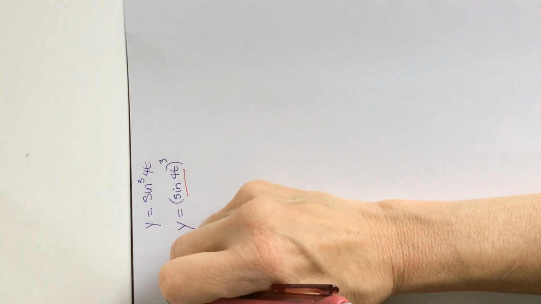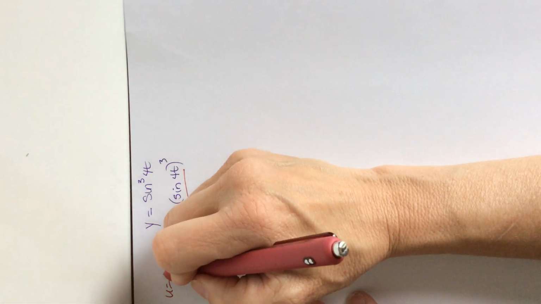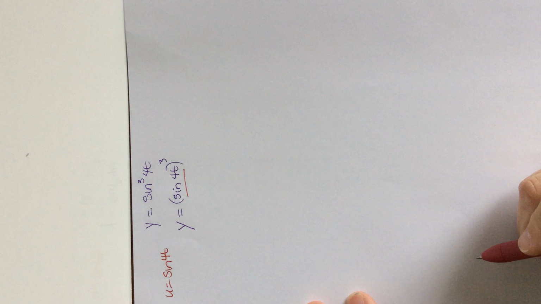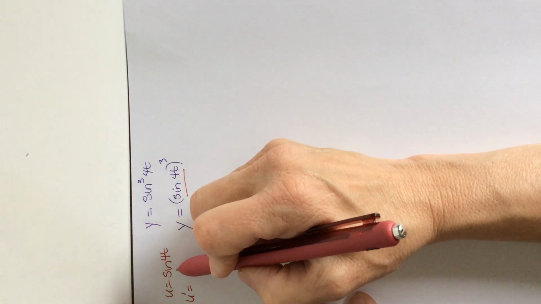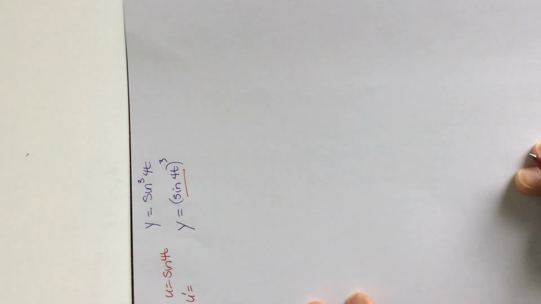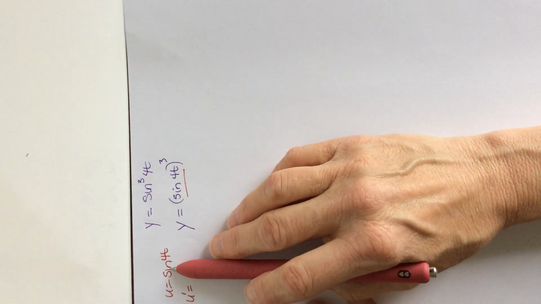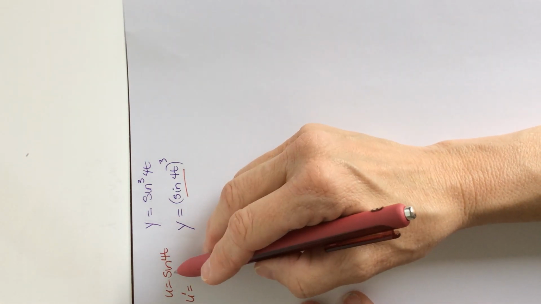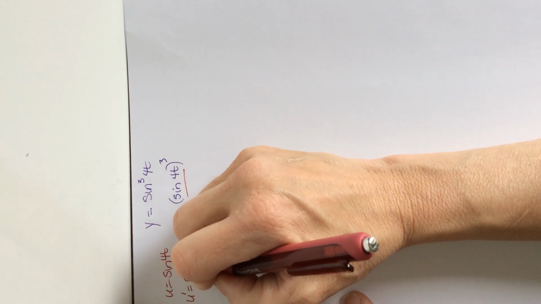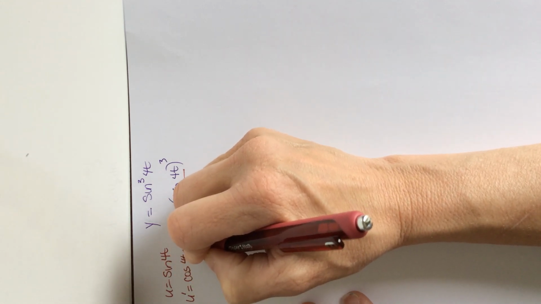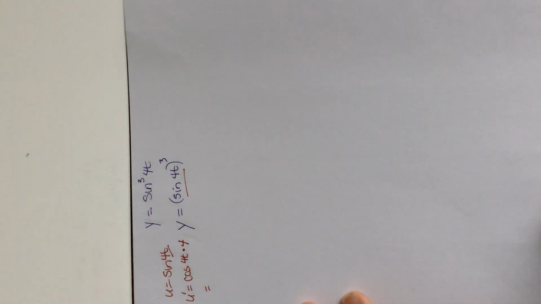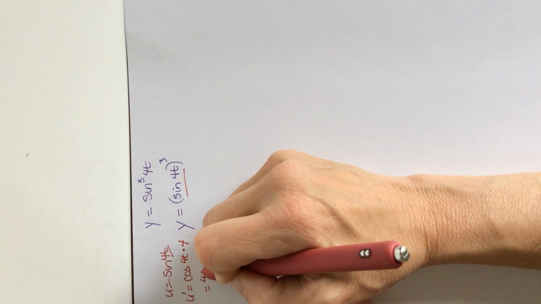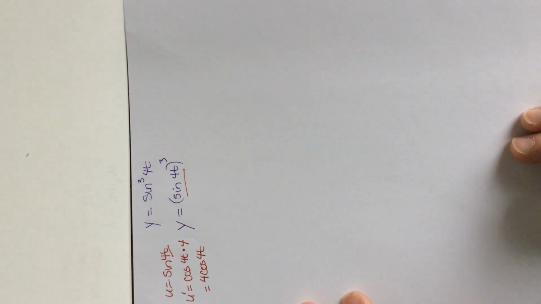And so I'm going to let u equal the sine of 4t. We will need u prime. And here we're going to have to actually use the chain rule on this expression. So the derivative of sine is cosine. So the derivative of the outside, which is sine, will be cosine of 4t times the derivative of 4t, which is 4. So u prime is going to be 4 times cosine of 4t.